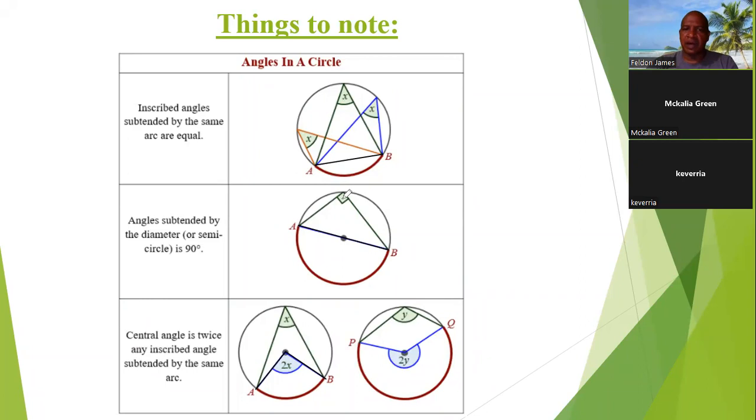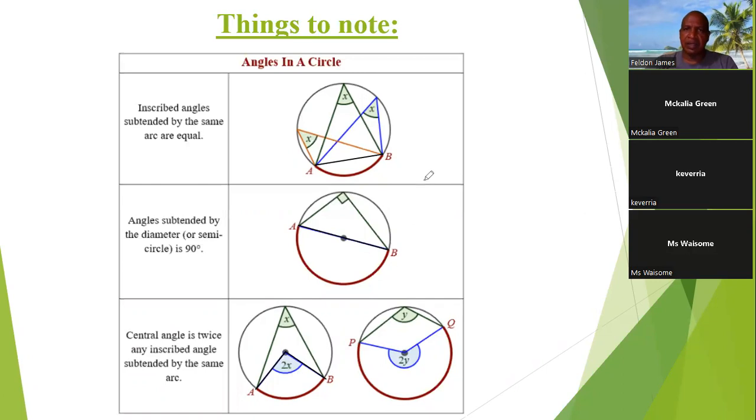Now, if you look at this one up here, it's the same thing. The angle at the center here would be 180. And then the angle up here would be 90. So it is pretty much the same rule that we are following as the one down here.